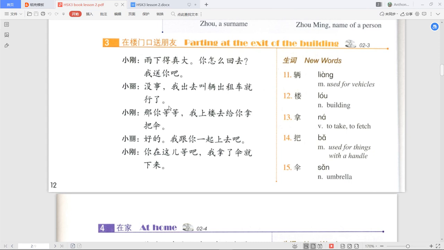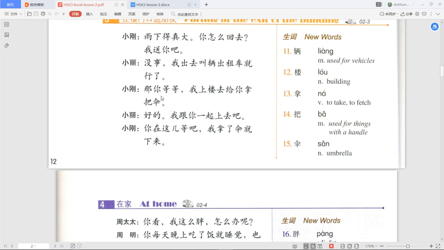那你等等, 那 we learned in the last lesson, 那 means in that case. 你等等, then you wait. 等 means wait, 等等 wait a bit. 我上楼去给你拿把伞。我上楼, 上楼 go upstairs. 我上楼 I go upstairs. 去 go, 给你 here means for you, or to give you. 拿 to take, to fetch. 把 here is actually the measure word for 伞. So if you say 一把伞 is one umbrella. So we don't need to translate 把 here, 伞 is umbrella. So then you wait a bit, I go upstairs to get an umbrella for you.